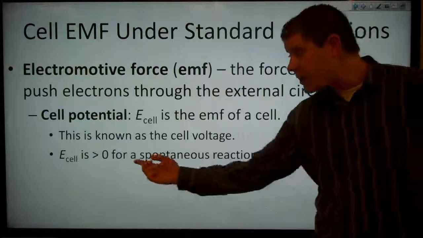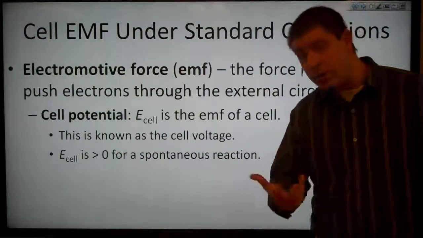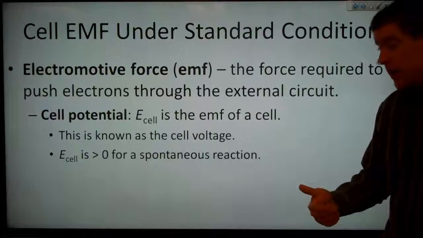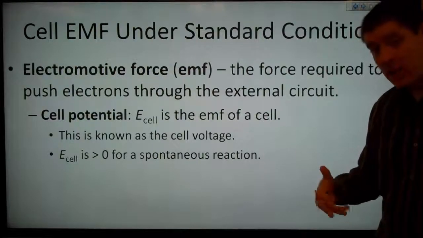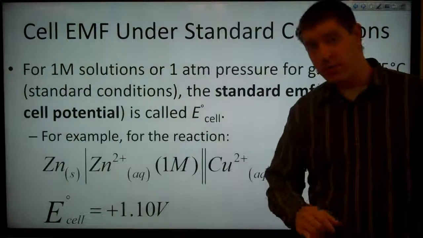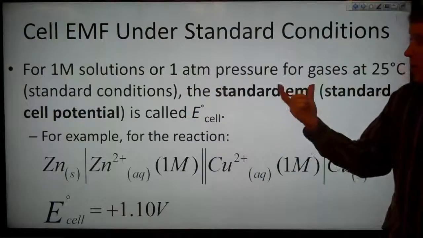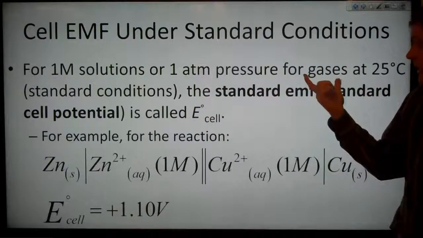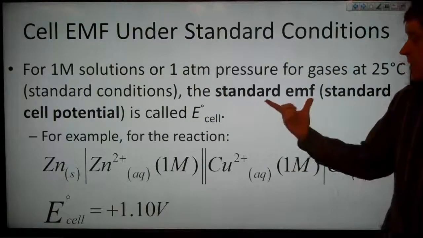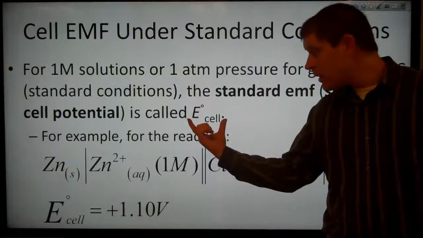For a spontaneous reaction, then, the E cell, the cell potential, is greater than 0. For a non-spontaneous reaction, the E cell or the cell potential would be less than 0. It would be negative, which would then mean that the electrons would tend to flow the other direction. So for 1 molar solutions or 1 atmospheric pressure for gases at 25 degrees C, these are standard conditions, remember. The standard EMF or the standard cell potential is called E cell naught.